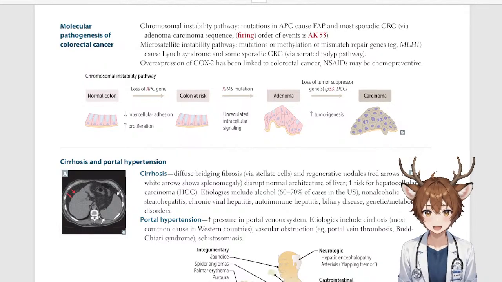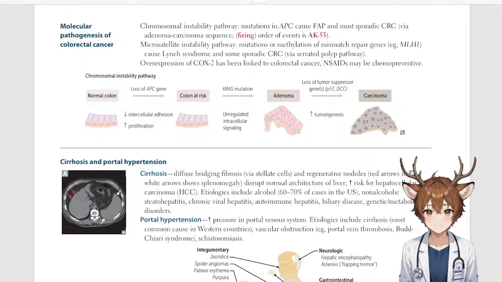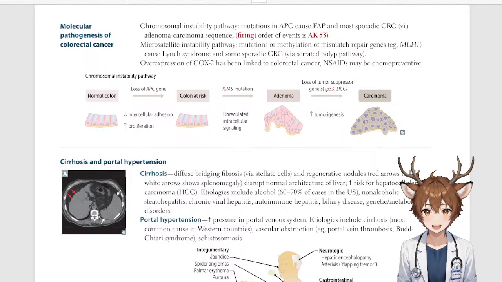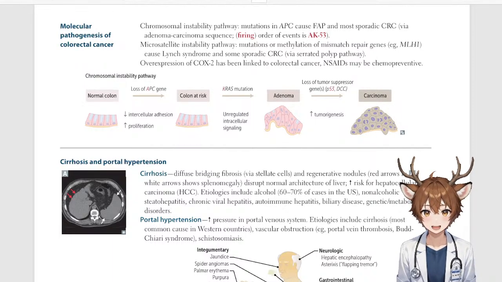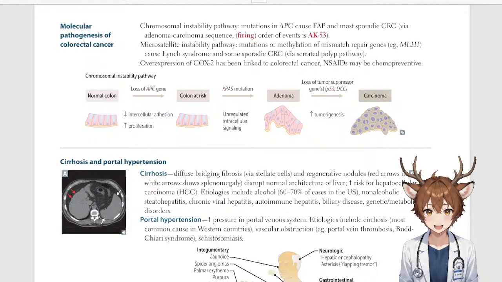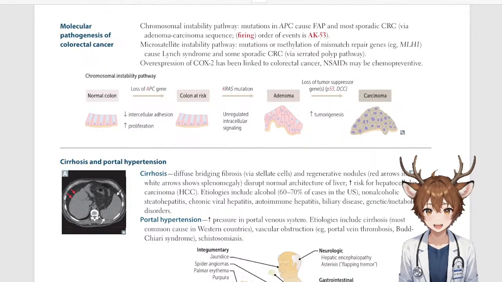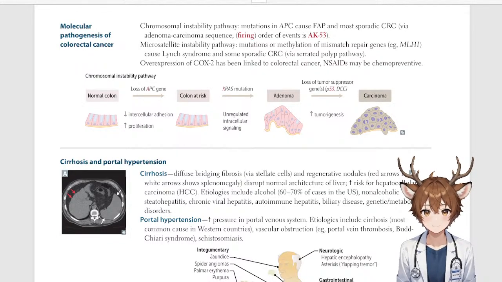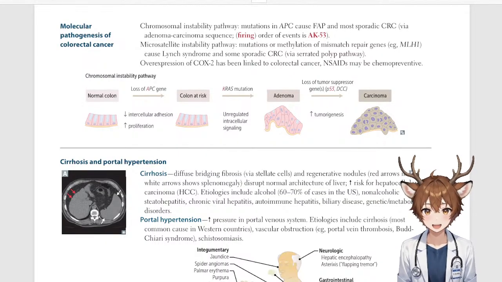Molecular pathogenesis of colorectal cancer. Chromosomal instability pathway: mutations in the APC cause FAP and most sporadic causes of CRC, commonly left-sided, via the adenoma-carcinoma sequence. Microsatellite instability pathway: mutations or methylation of the mismatch repair genes, such as MLH1, cause Lynch syndrome and some sporadic CRC, commonly right-sided, via the serrated polyp pathway. Overexpression of COX-2 has been linked to CRC, and NSAIDs may be chemopreventative.